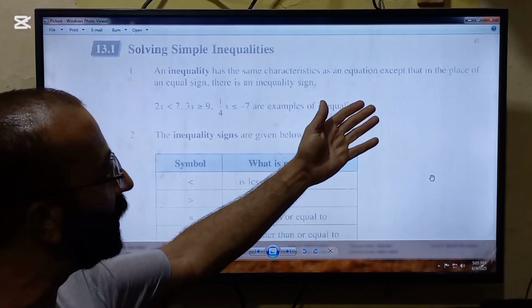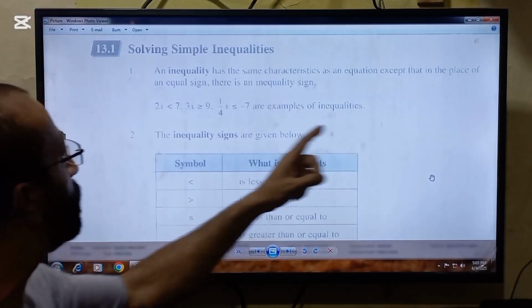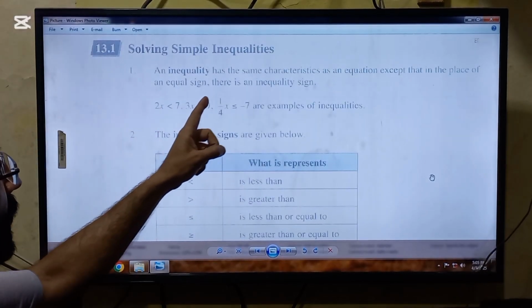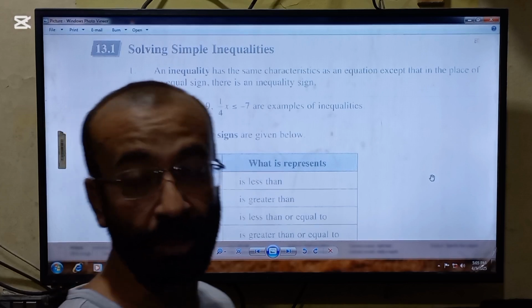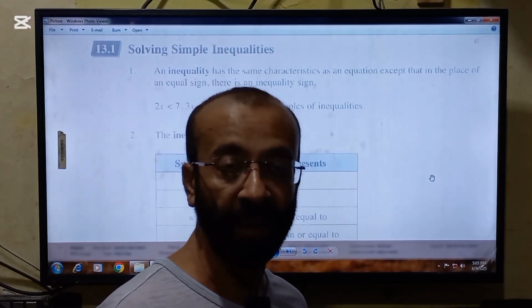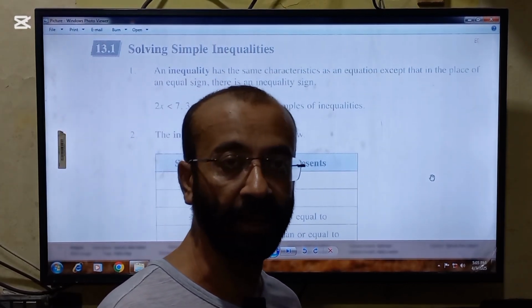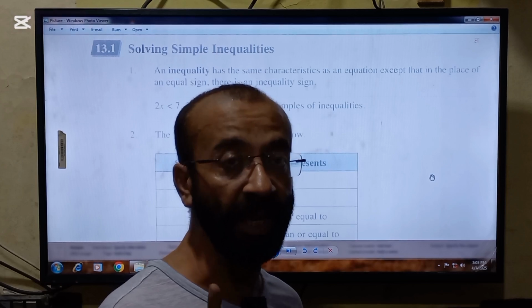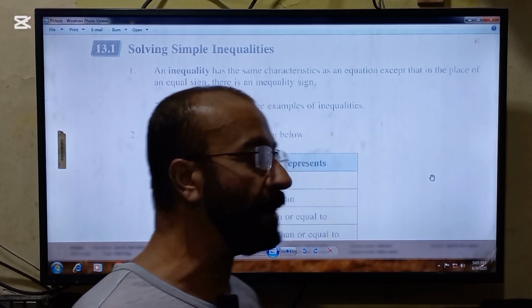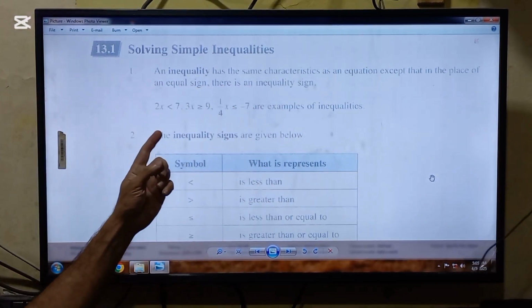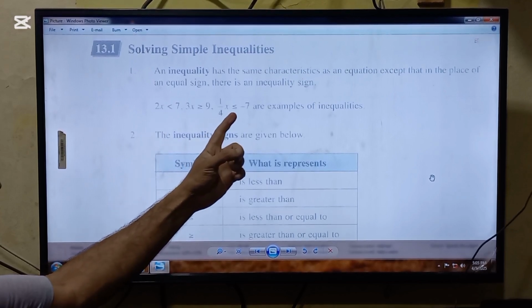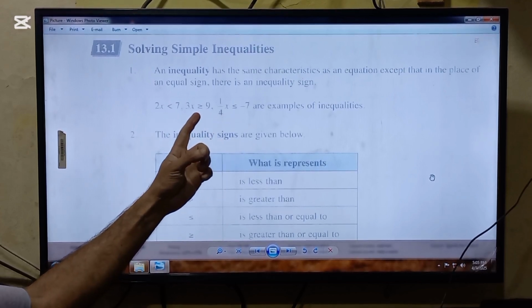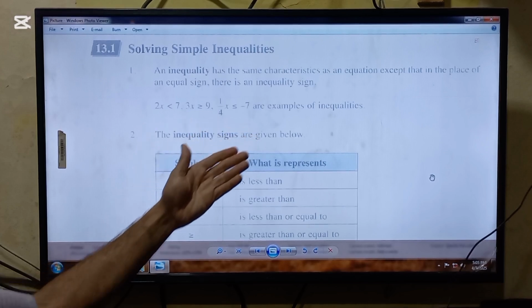characteristics as an equation, except that in place of the equal sign there is an inequality sign. So the first thing that you should learn, that you should understand, is there will not be an equal sign, there will be inequality signs. And inequality signs are like this. So this is lesser than sign, this is lesser than or equal to, this is greater than or equal to. So these are inequality signs.